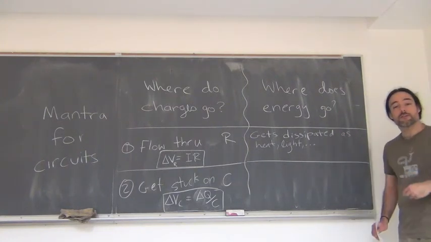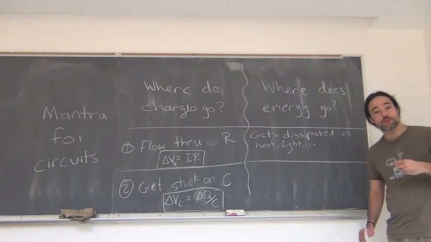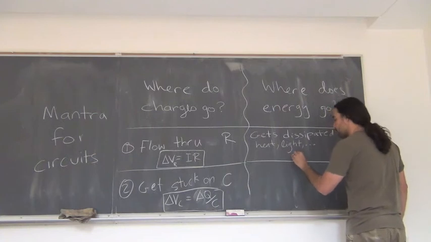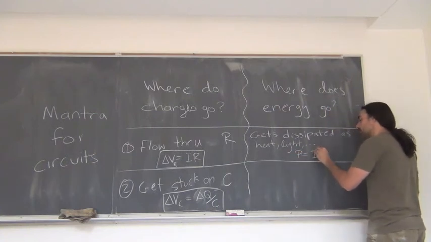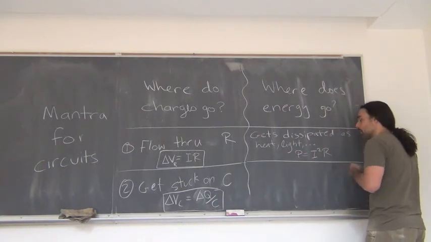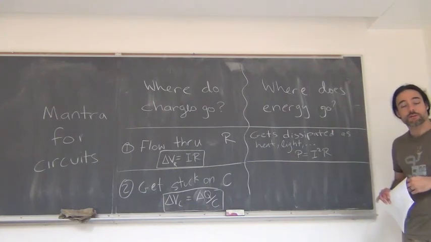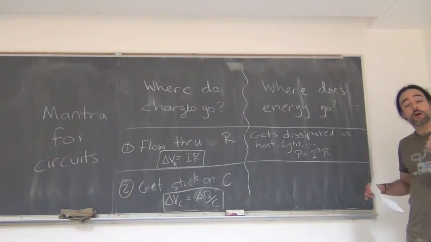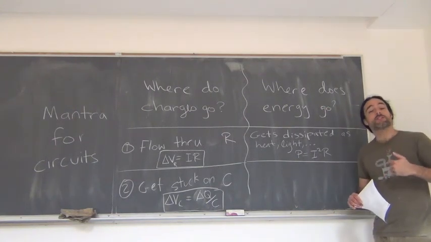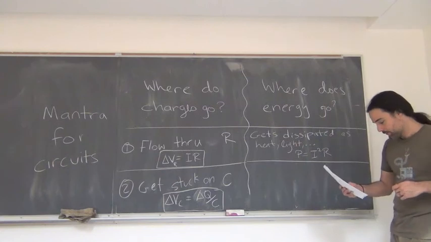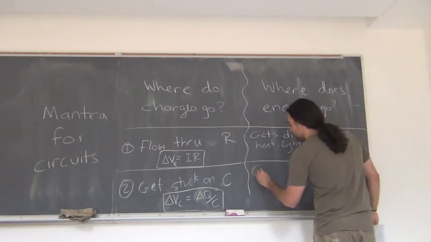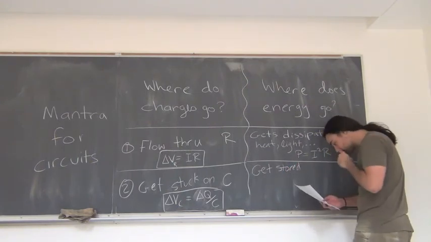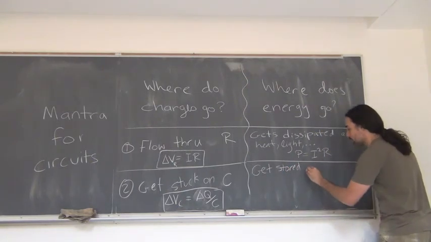We can write the rate at which energy is transferred, because that's just given by the power in a resistor, which is going to be equal to I squared R. There's other forms of this. We can just rewrite it in terms of Ohm's law. Where does the energy go in a capacitor? Well, the energy is actually going to get stored. It's not going to be dissipated. It's going to get stored as electrical potential energy.